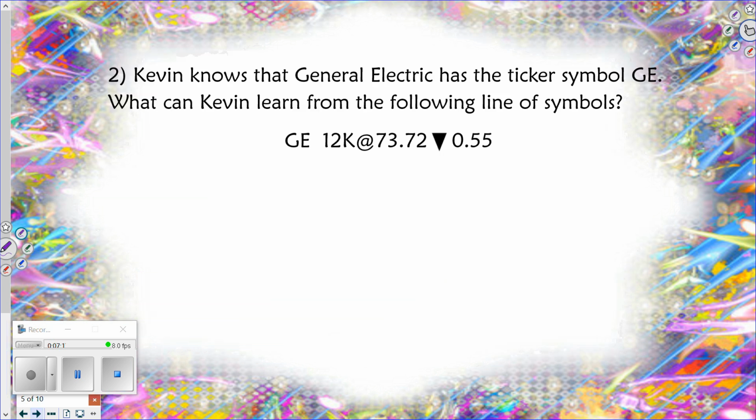I know basics. Number 2, Kevin. Look, Kevin, put your phone away. Kevin knows that General Electric has the ticker symbol GE. What can Kevin learn from the following line of symbols? Kevin, would you like to tell me, since this is your problem? What's GE stand for? All right, so General Electric.